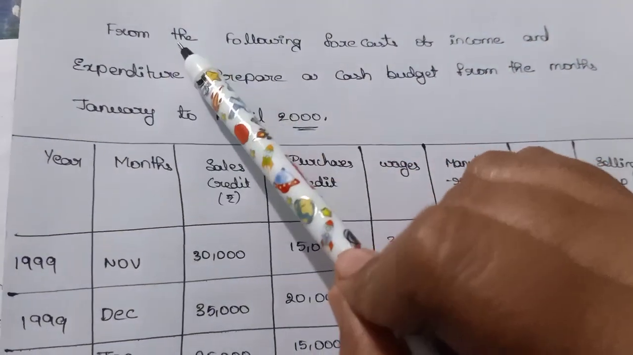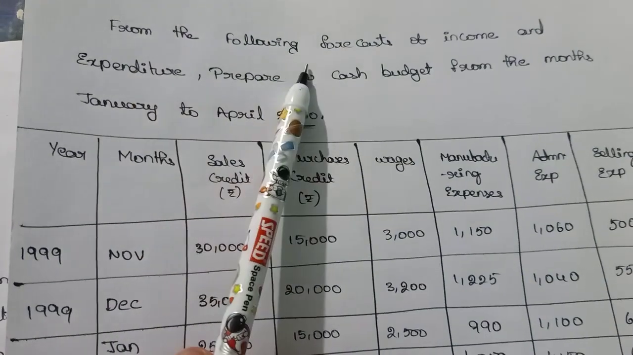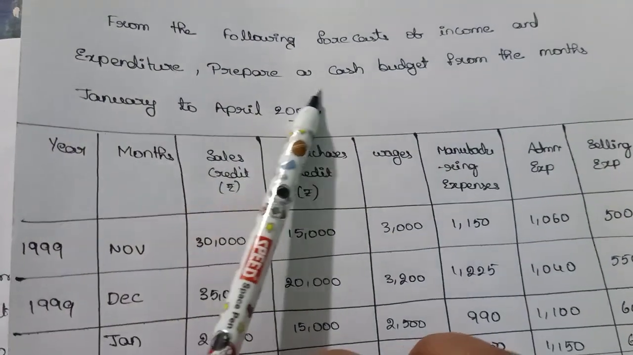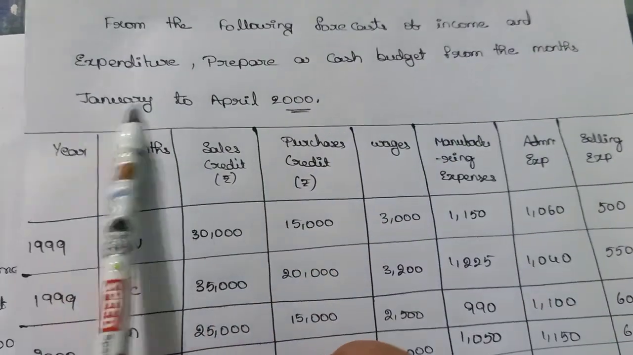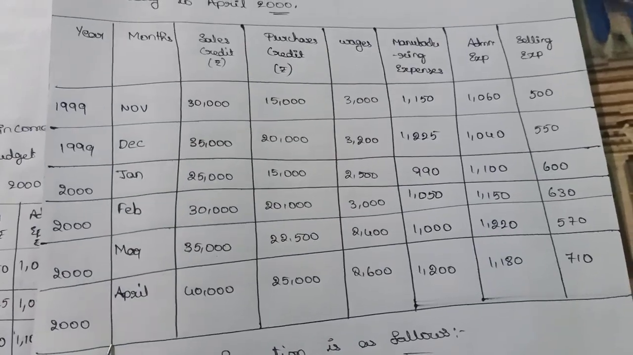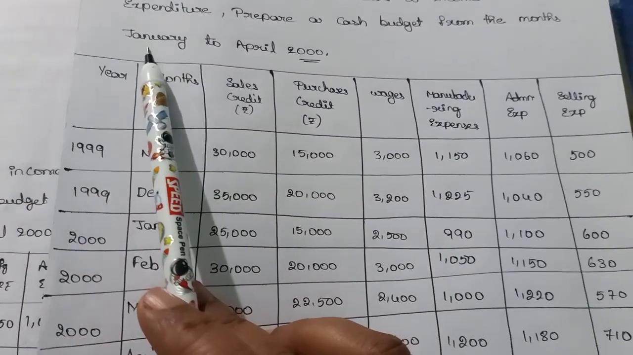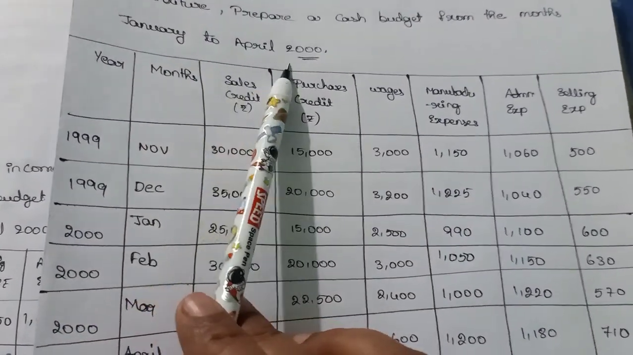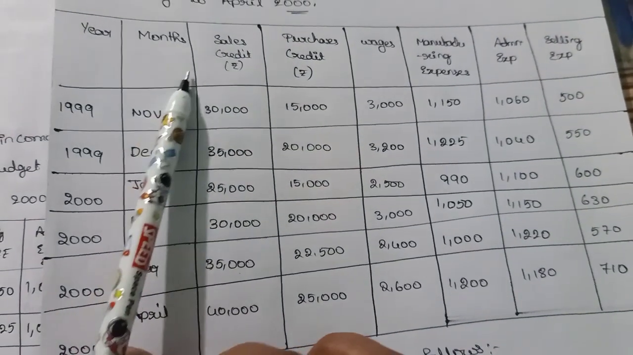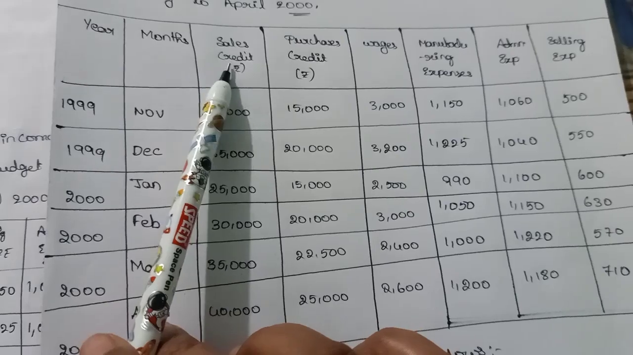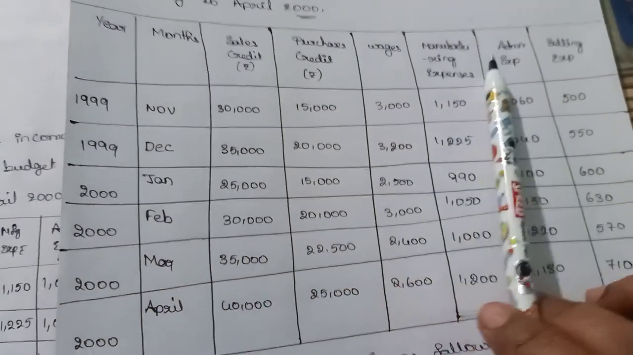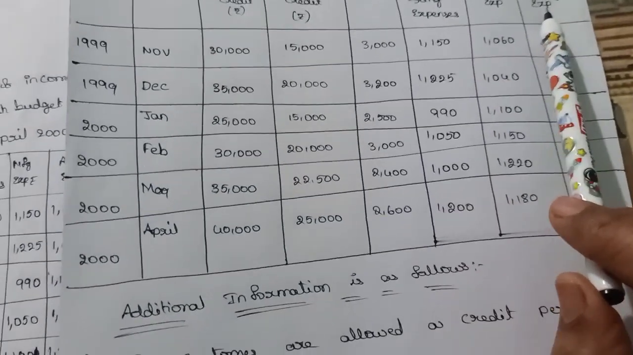The statement is given as: from the following forecast of income and expenditure, prepare a cash budget for the months January to April. The given data is from November to April, but we have to prepare the cash budget from January to April 2000. We have the information about the particulars, which is sales, purchases, wages, manufacturing expenses, administrative expenses and selling expenses.